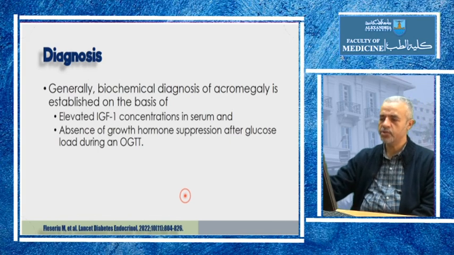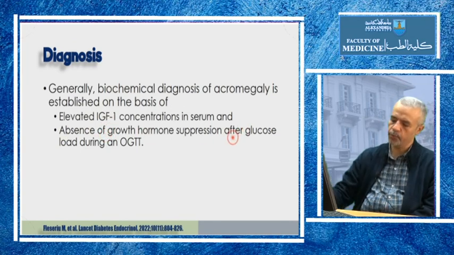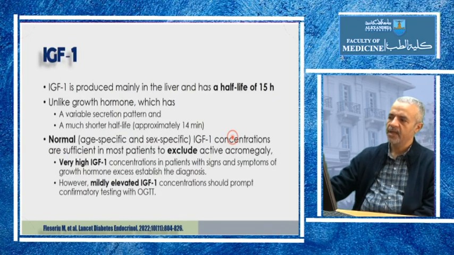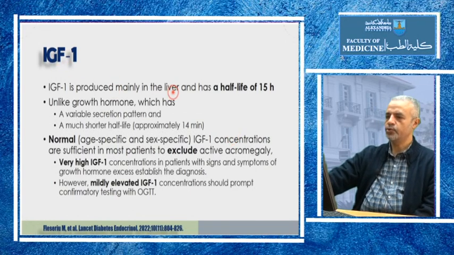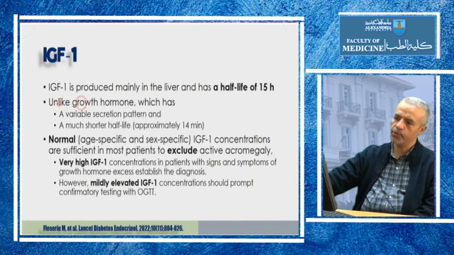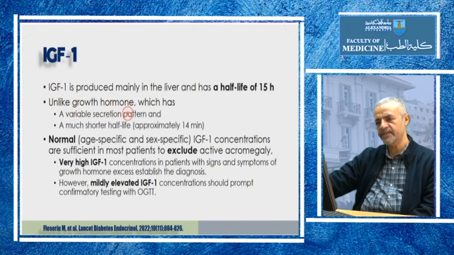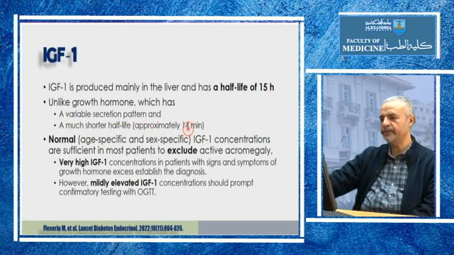How to diagnose? Generally, the diagnosis relies on elevated IGF-1 concentrations and absence of growth hormone suppression after oral glucose tolerance test. The IGF-1 is produced by the liver under stimulatory control of growth hormone, and has a half-life of 15 hours, unlike growth hormone, which is secreted in pulsatile secretion that I'm going to show you shortly, with a shorter half-life of only 15 minutes. So we are comparing 15 hours to 15 minutes.